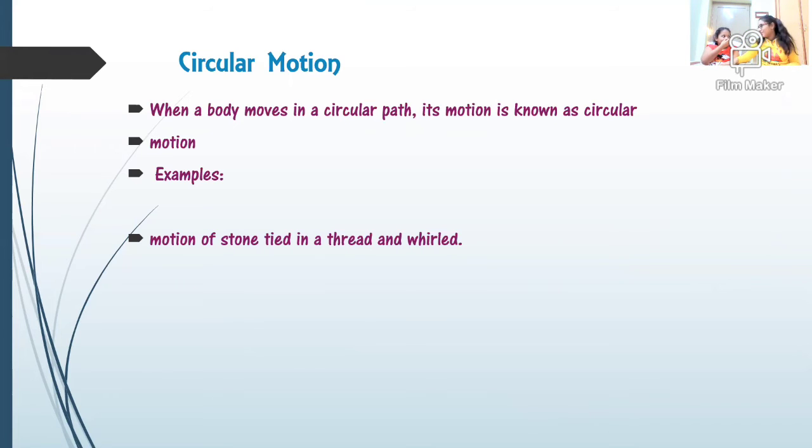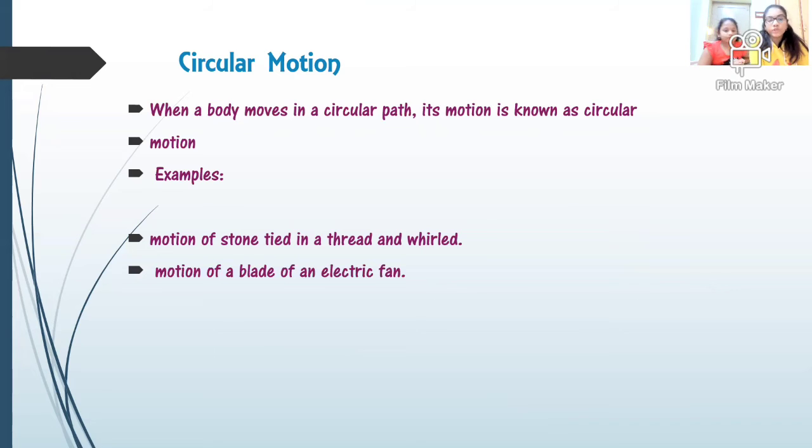No, that's not exactly what I want to do. And whirling it like this. Now, this type of motion is called circular motion because the thread and the stone are going in a circular path. So that's called a circular motion.